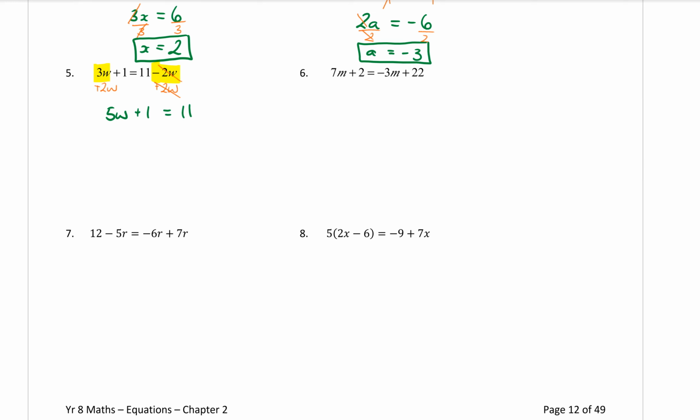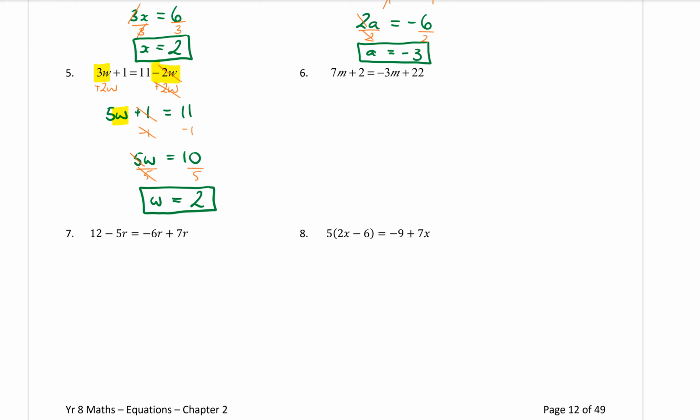Okay, we're trying to get the w by itself. So I'm going to get rid of this 1 by subtracting it. That gives 5w equals 10. And the second step, I want to get rid of the 5. So I'll need to divide by 5 to get rid of that. W is by itself. 10 divided by 5 is 2.